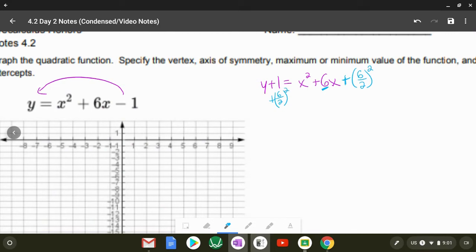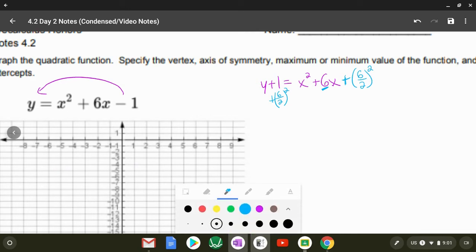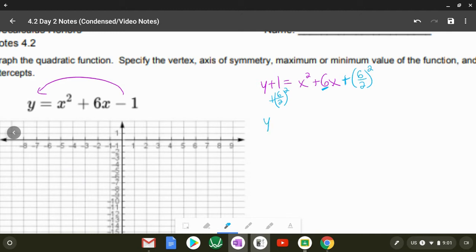Well, 6 divided by 2 is 3, and we're squaring, so we're adding 9 to both sides. So this ends up being y plus, 9 plus 1, so y plus 10. And then on the right side, we have x squared plus 6x plus 9. The reason we completed the square is that now we can factor that right side.